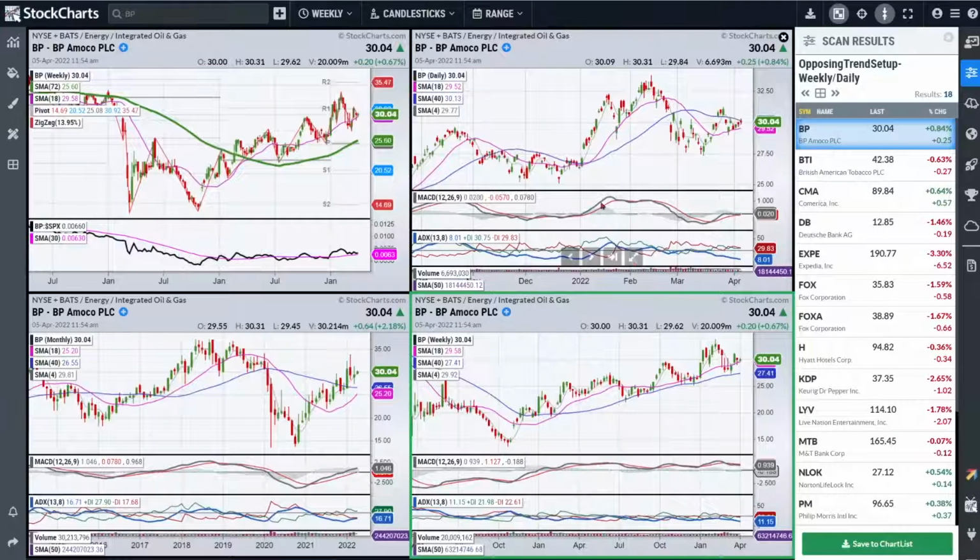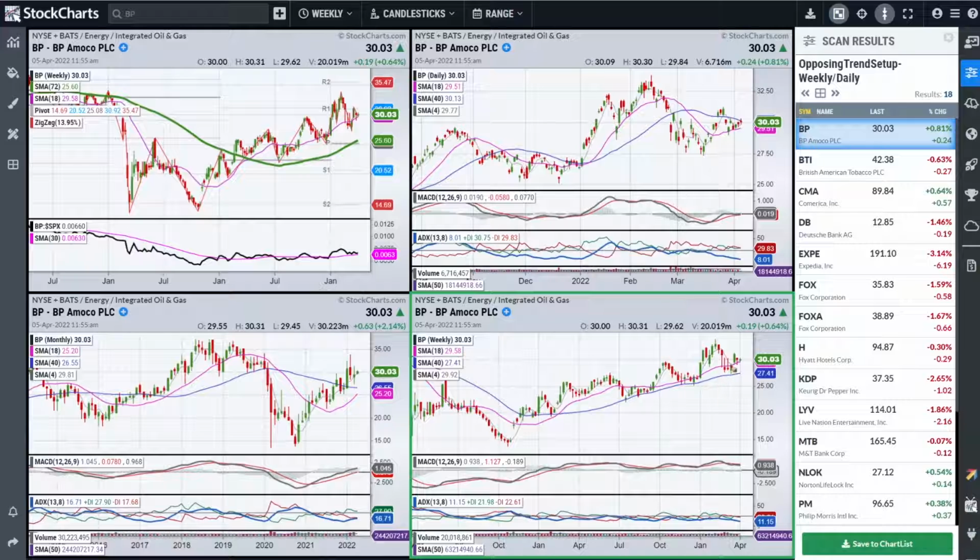Okay, so I got my 4 charts up, but on the right, I've got a scan result of something I created in StockCharts' filtering capability, which is very nice. Opposing trend setup weekly daily. So what does that mean? Essentially looking for stocks that are in uptrends on the weekly chart where the daily is going in the opposite direction. And there's a couple of qualifiers that I use.